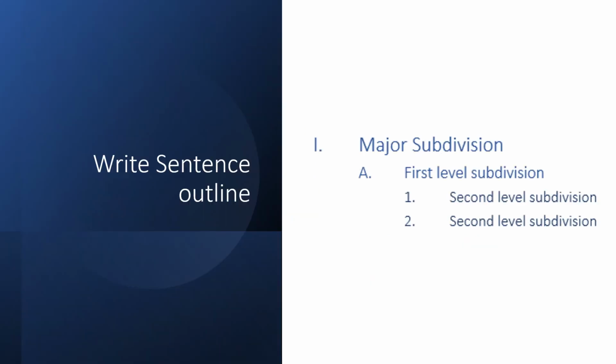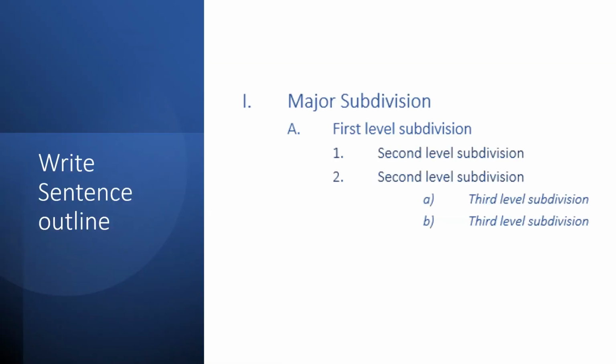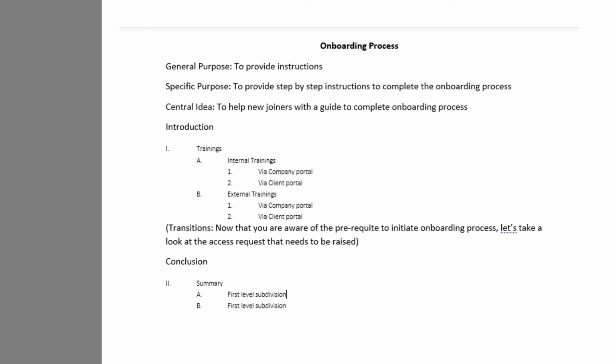Then you will use Arabic numerals in second level subdivision, that is 1, 2, 3 and so on. As you can see on the screen, we have defined it as second level subdivision. If you need the third level subdivision, you will use small letters, that is a, b, c and so on, in your sentence outline. So as you can see on the screen, we have defined it as third level subdivision. Now that you have an understanding of sentence outline, let's take a look at a sentence outline with an example.